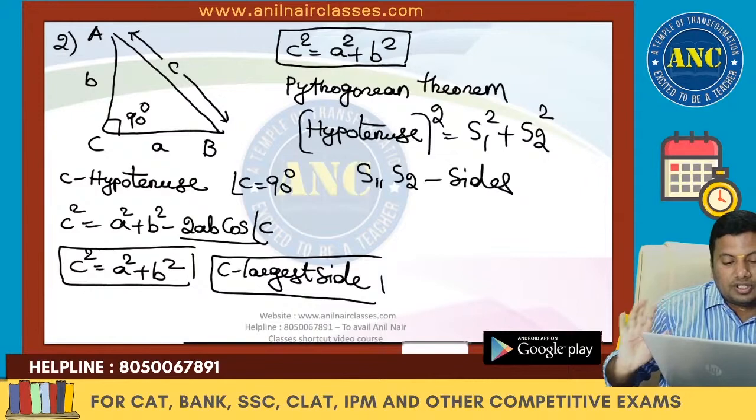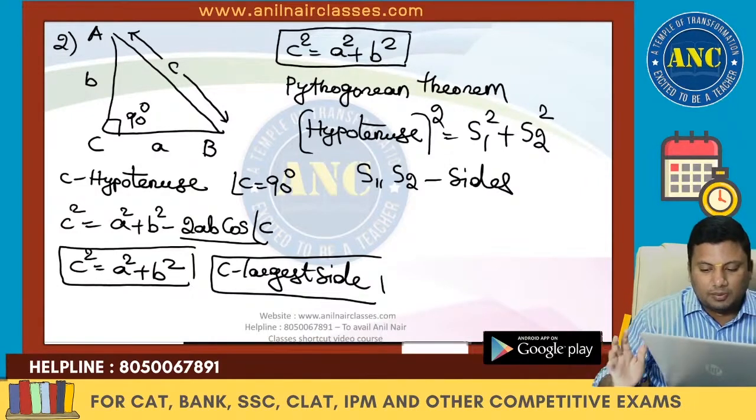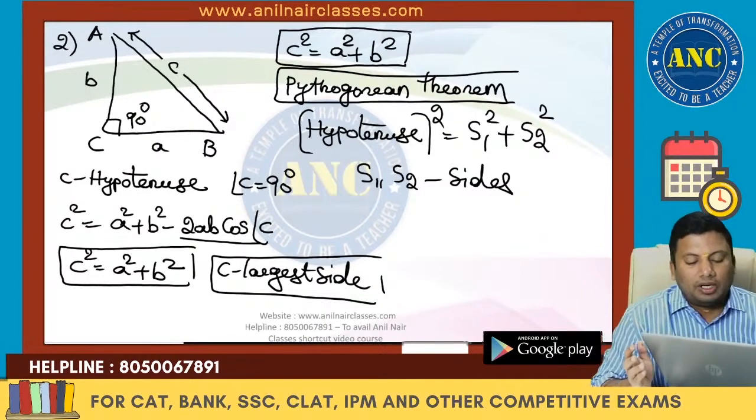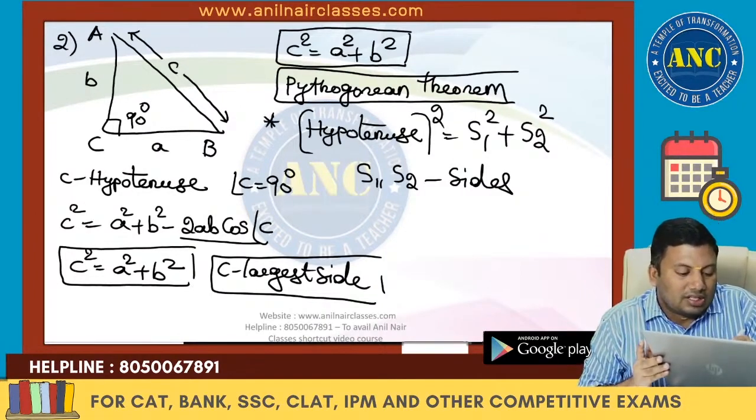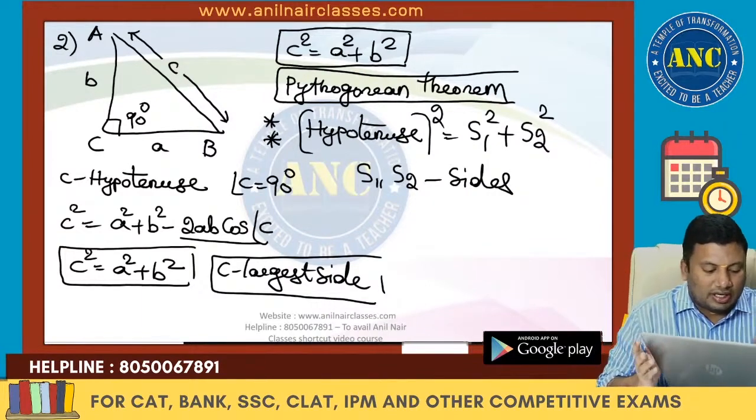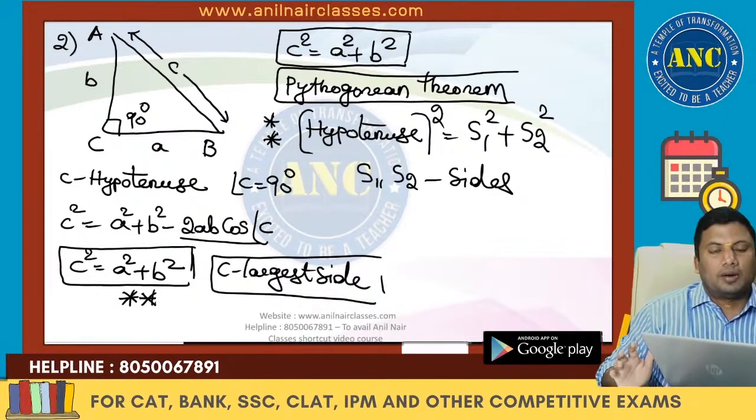The side opposite to 90 degrees is the largest side, c. c square is equivalent to a square plus b square. This is the Pythagorean theorem: hypotenuse whole square is equivalent to s1 square plus s2 square, where s1 and s2 are the other two sides. I hope it is clear why you got c square equivalent to a square plus b square.